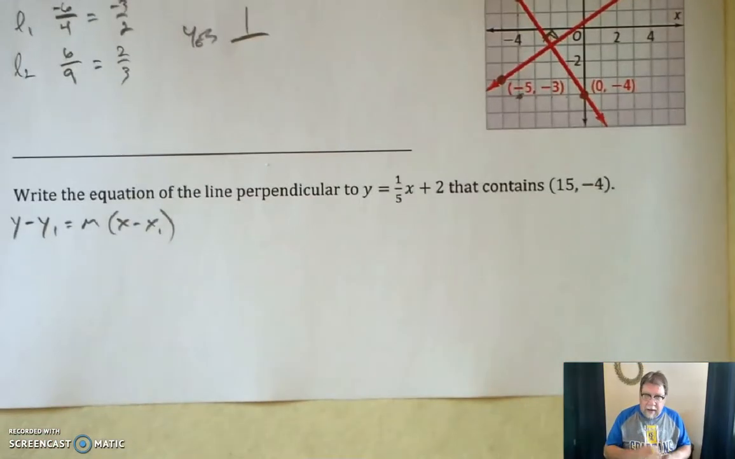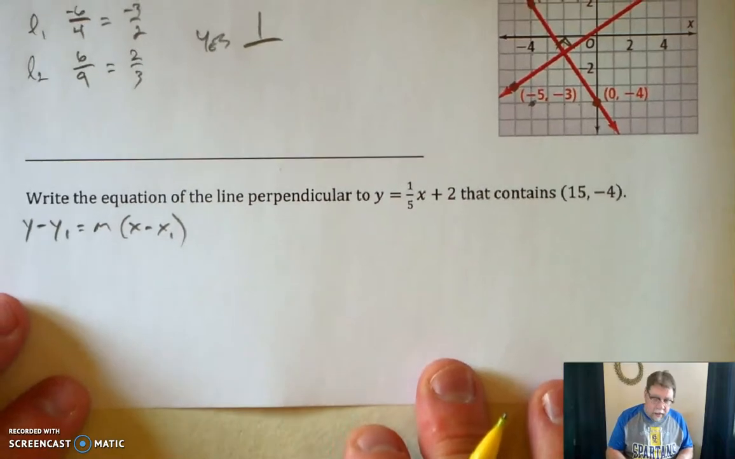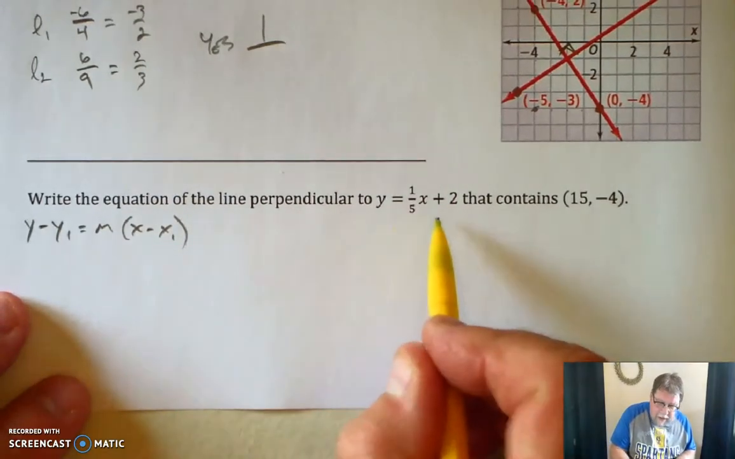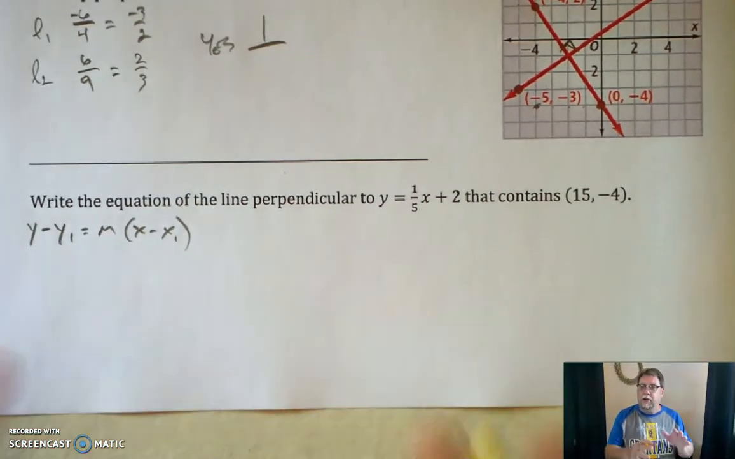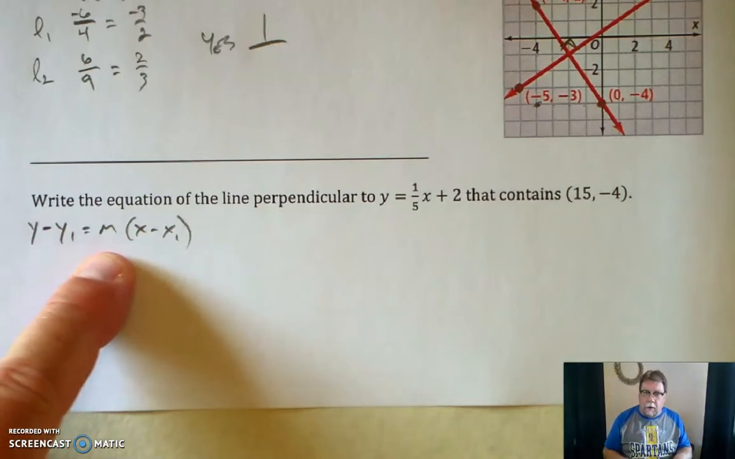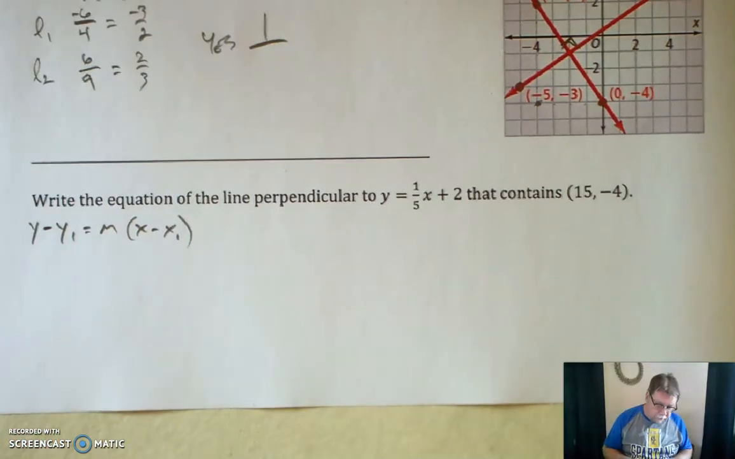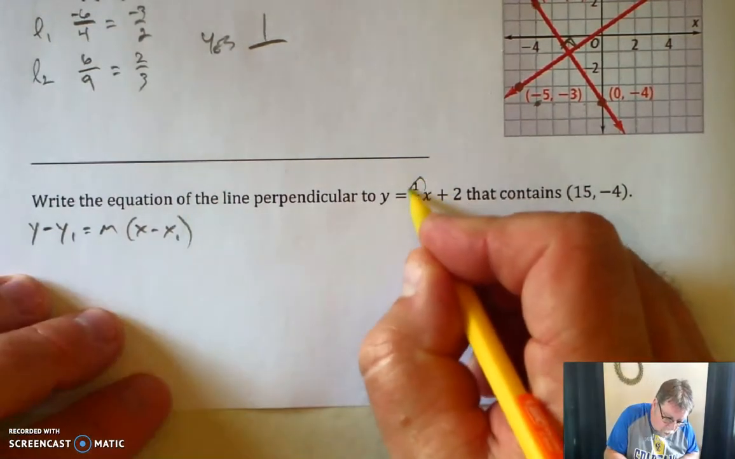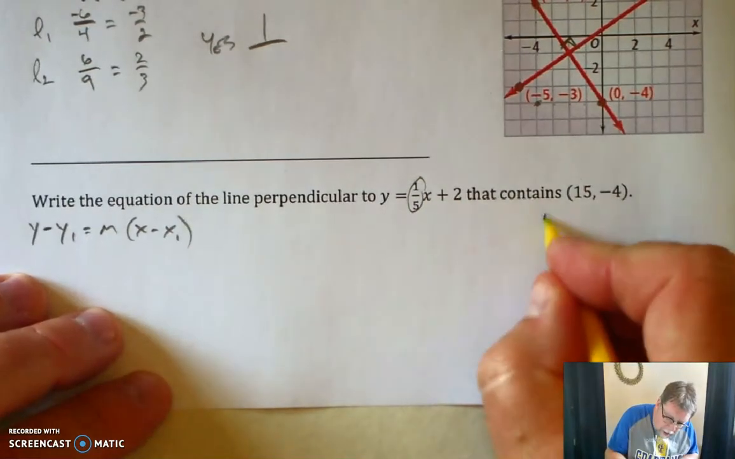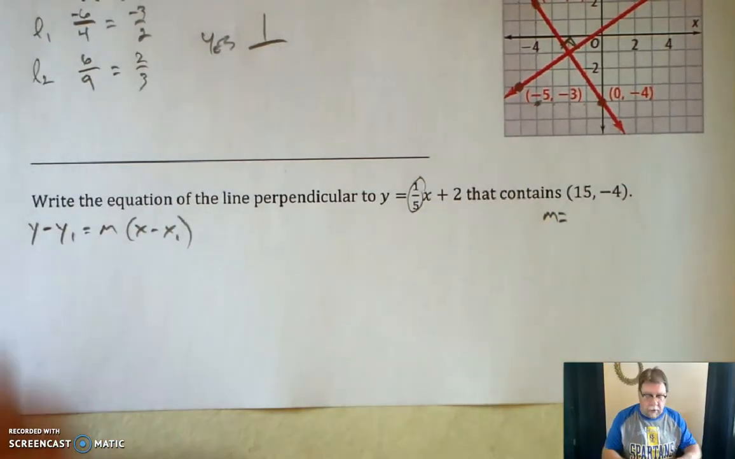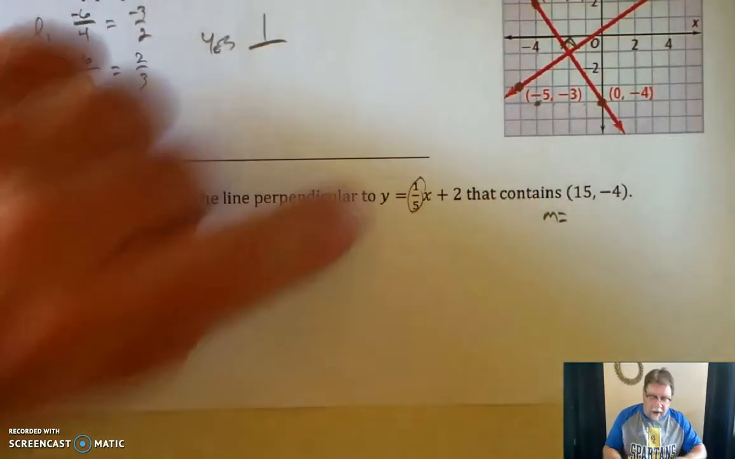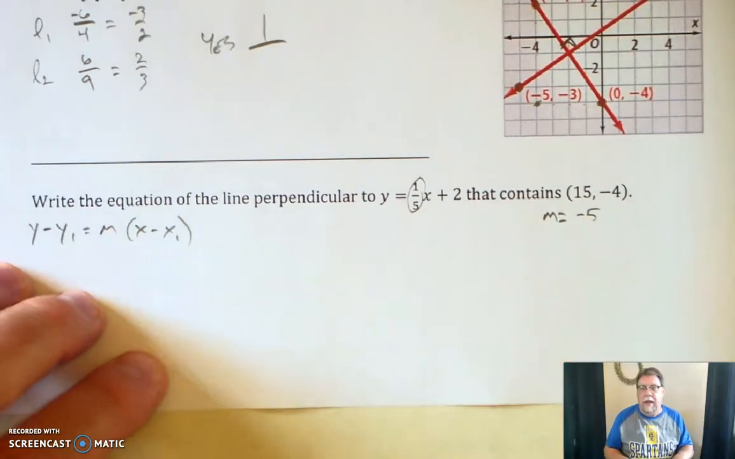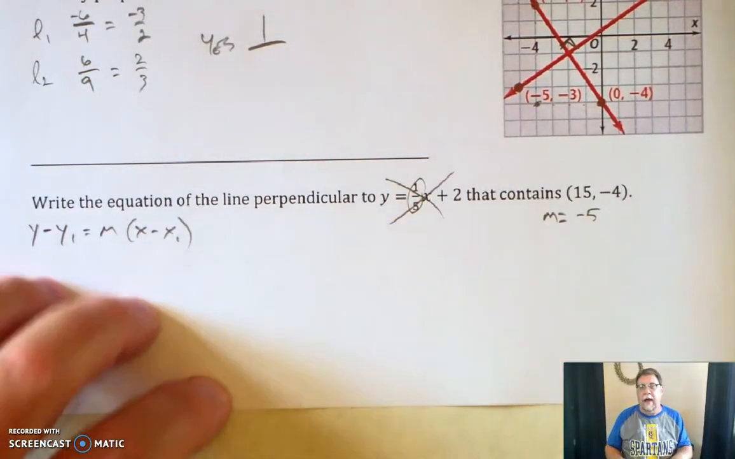All right, our last example here is to write the equation of a line perpendicular to this line that contains that point. So I'm going to actually show you two ways to do this. The first way is using point-slope form, and then we'll use slope-intercept form. The first thing I need to know is the opposite reciprocal of the slope of this one. So the slope of this is 1/5. So the slope of the line I want is the opposite reciprocal, which would make that negative, and then 5/1, or just simply -5.